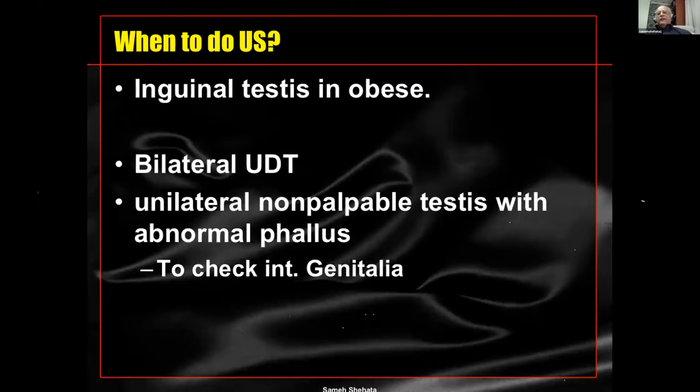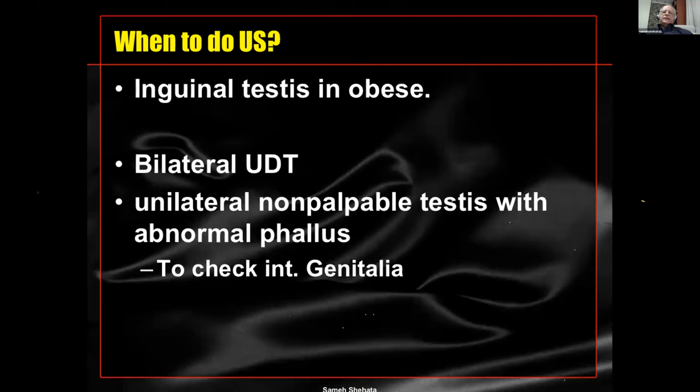But when to do it? We have exceptions. We can say that we have some special cases that need ultrasonography. Sometimes inguinal testis in the obese patient, you cannot easily feel the testis. So it's very helpful, as we said, in the palpable or in the inguinal, it is 100% accurate. And in the bilateral case, not to detect the testis, but to see the internal genitalia. Maybe you can find a pelvic uterus or internal genitalia. So these are the selected cases of ultrasonography. In the regular case, they are not indicated.